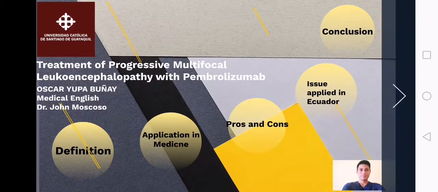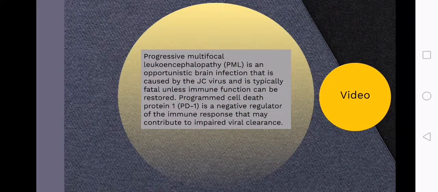Definition: progressive multifocal leukoencephalopathy is an opportunistic brain infection that is caused by the JC virus and is typically fatal unless immune function can be restored. Programmed cell death protein 1 is a negative regulator of the immune response that may contribute to impaired viral clearance.